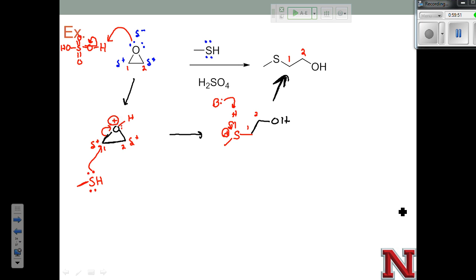Any questions? The way I'm talking about this is how you should be thinking about what's going to happen. You should be finding your partial positive and partial negative charges. You should be finding your sinks and your sources, and you should note if there's any acid or strong base present before you start. That's very important. And the more you practice, the better you get.